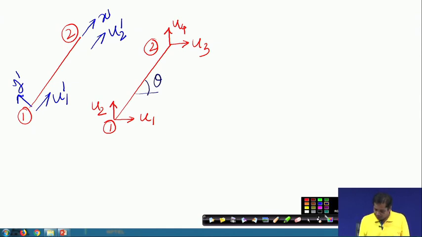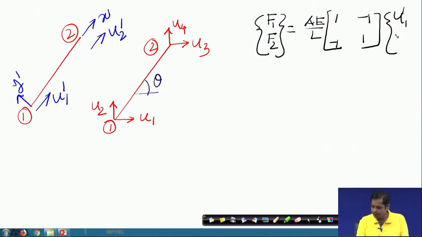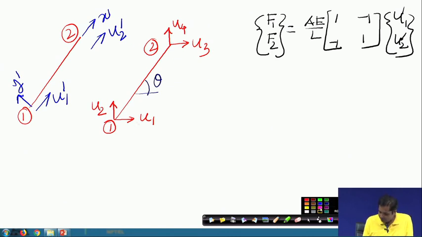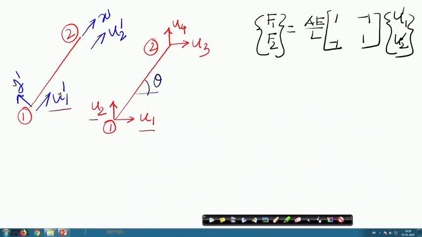Okay. And what we know is that F1 and F2 is equal to AE by L times the matrix 1 minus 1, minus 1 1, times u1 dash and u2 dash, right. Now, you see, though they are written in terms of different coordinate systems, u1, u2 and u1 dash are defined in terms of different coordinate systems, but they have a relation, right? Because essentially they both tell us what is the displacement of joint 1. So, we can find out a relation between u1, u2 and u1 dash, and that relation is very straightforward.